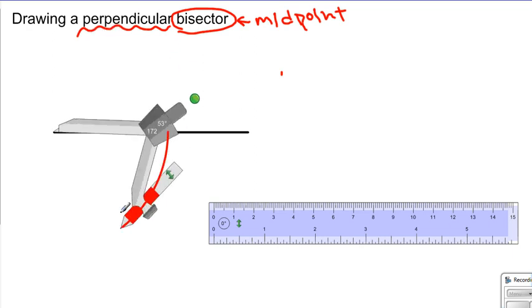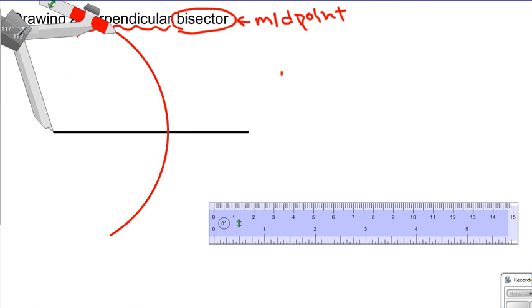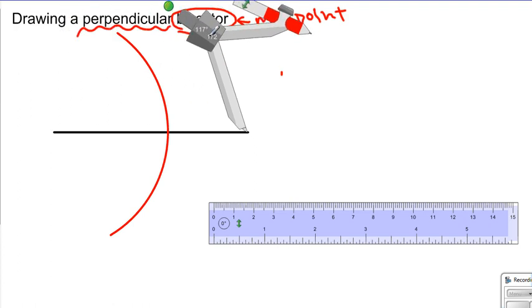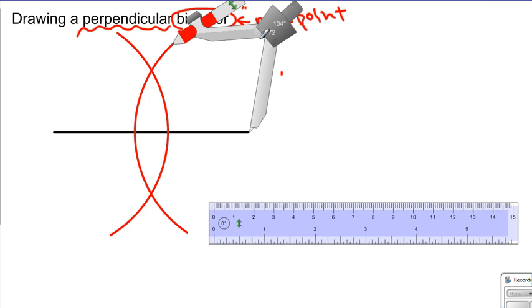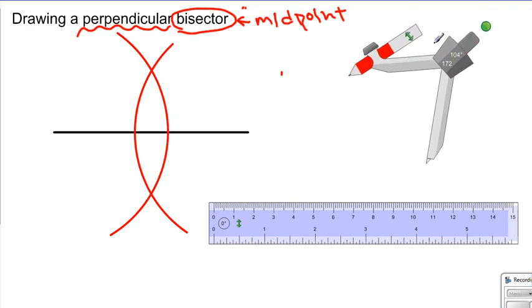Now, once we have done that, we draw an arc like this, and do the same without changing the width or spread of the compass, like this way, and then what we end up getting is this. You see, since I didn't change it, this particular point is the same distance away from here and here. So is this point. In fact, that is the idea of having a bisector, meaning if this point is the same distance away, so is this one.